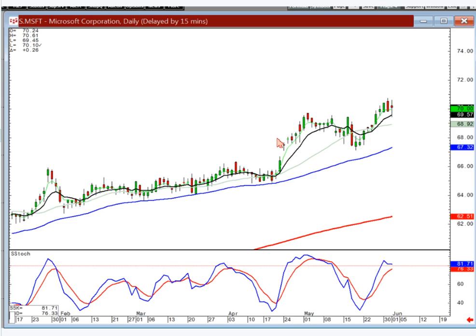You use Metastock? Yes, that's my system in Metastock.